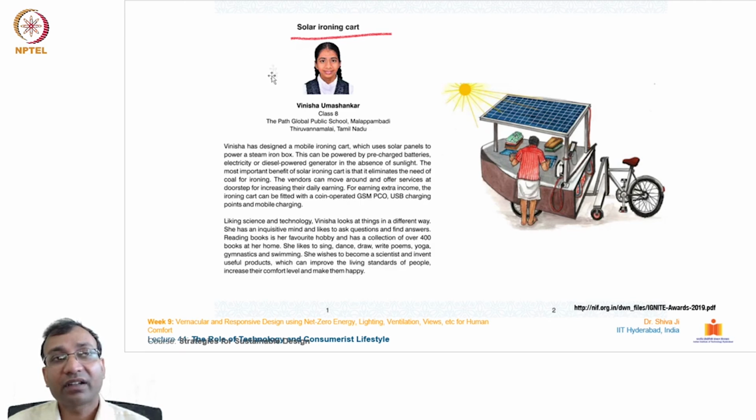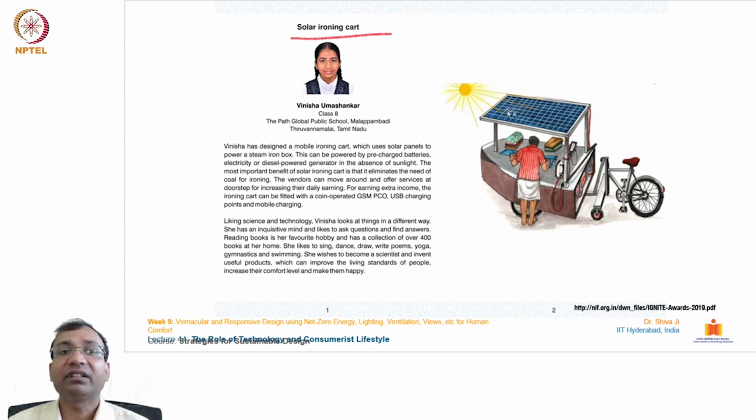So she is a class 8 student over here. You see this Vinisha Uma Shankar. She is a student from Tamil Nadu, and she has designed this solar ironing cart. As you can see, it's very clear and evident from this illustration. She has designed a mobile ironing cart, which has solar photovoltaic panels on the top, to generate power for the requirement of this ironing.